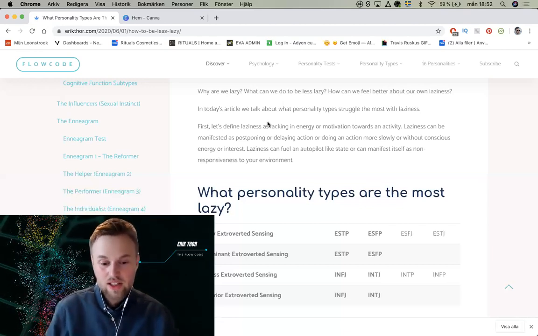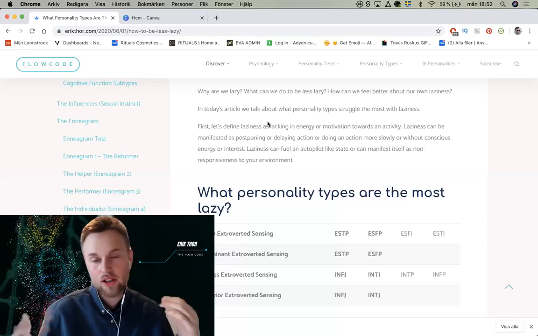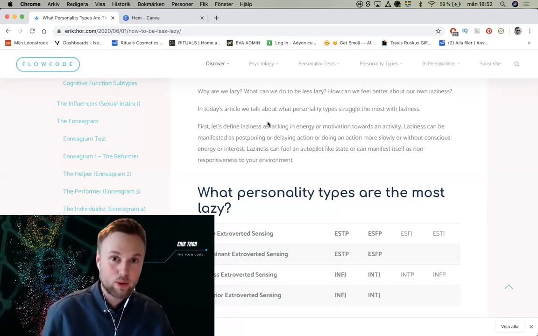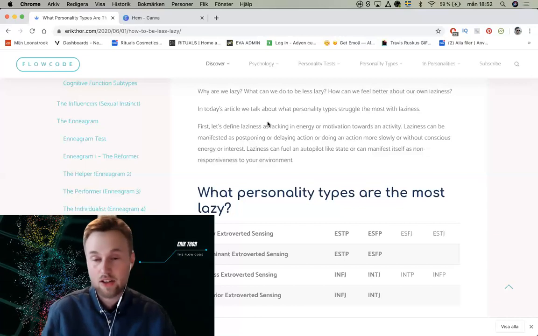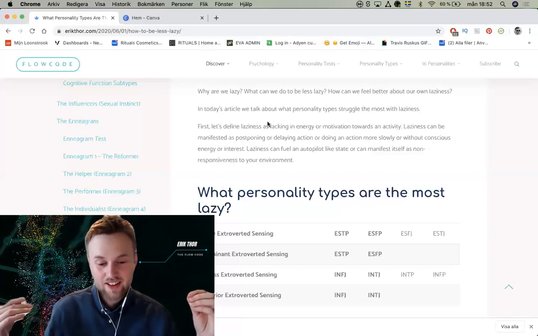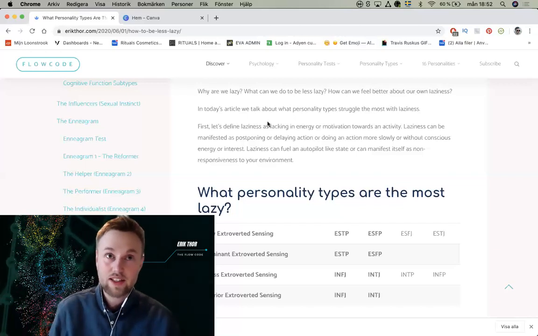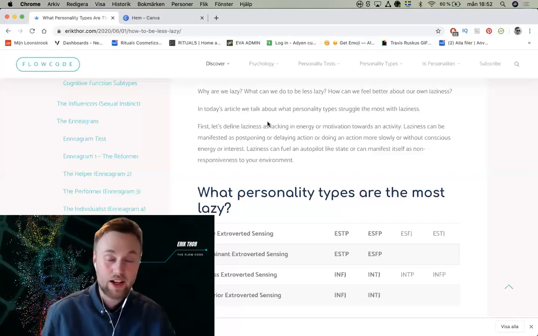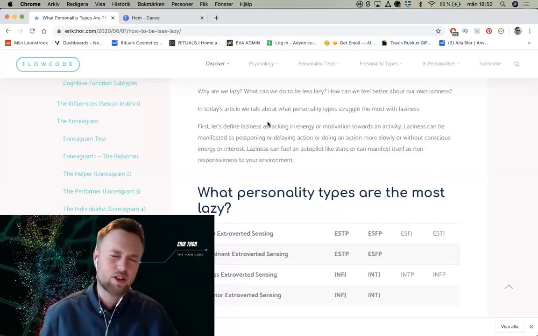Laziness to me is when you lack motivation or energy towards an activity. So it can be manifested as postponing things or delaying things or doing things more slowly. It can also mean doing things without effort or consciousness. So doing things on autopilot just to get it out of the way while thinking of other things or being somewhere else in your head. So laziness can feel like an autopilot-like state of non-responsiveness. So it can be in a conversation, not really listening to what the other person is saying. It can be not doing things that you are supposed to do or delaying things or thinking, oh, tomorrow, another day.